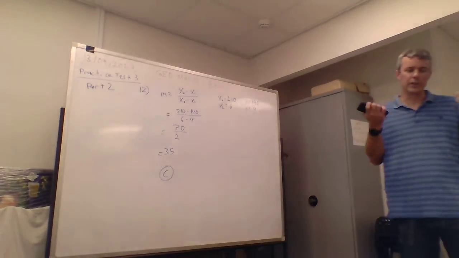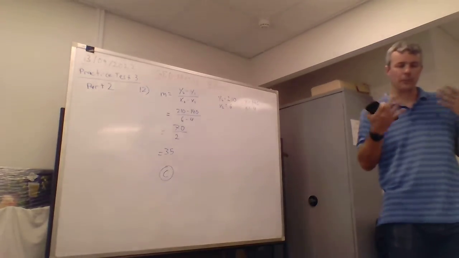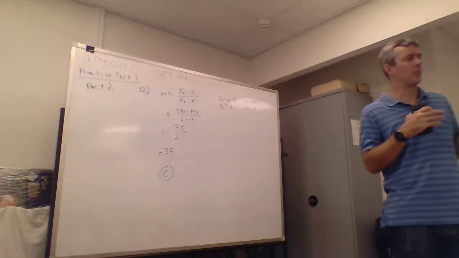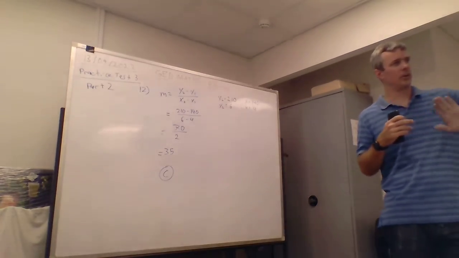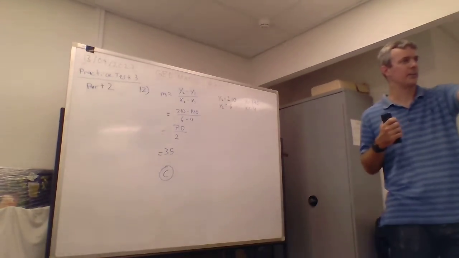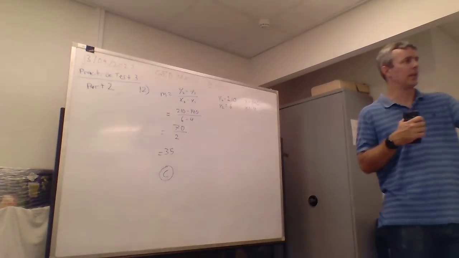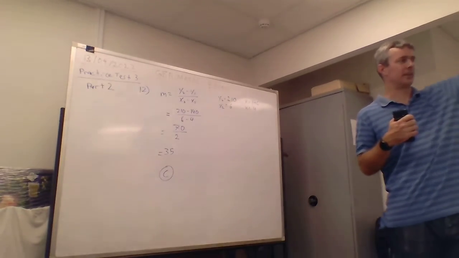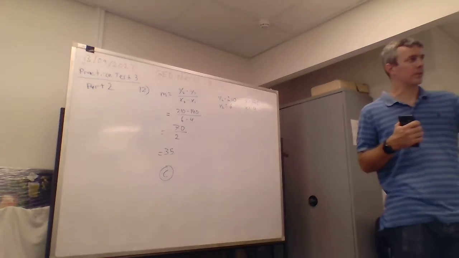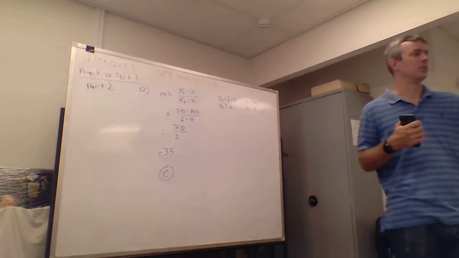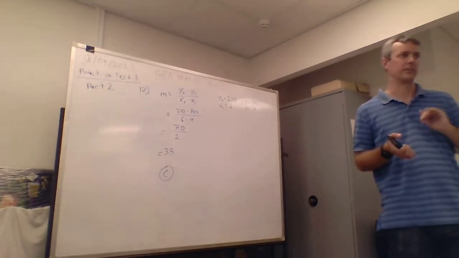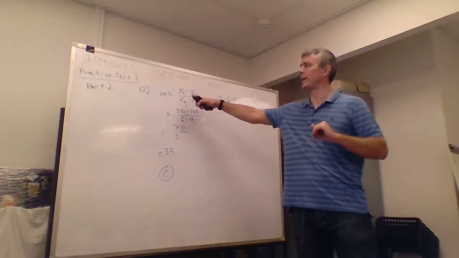One other way you could do it is you could kind of just do it without the formula. And remember, the slope is the rise over run, right? So we go from 140 to 210, we go up by 70. And we go from 4 to 6, so we go across by 2. So we do 70 over 2 is 35. This is just a formula way of writing rise over run.